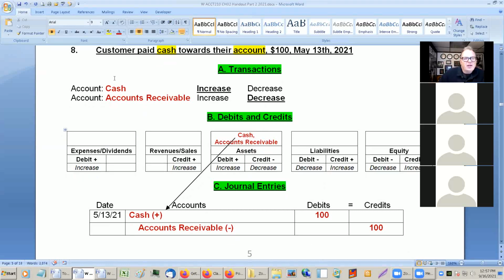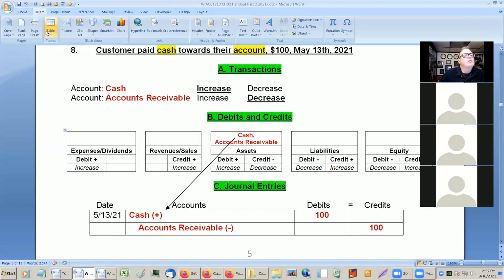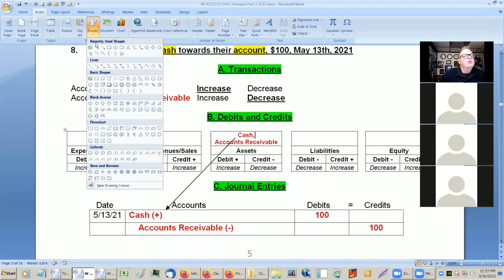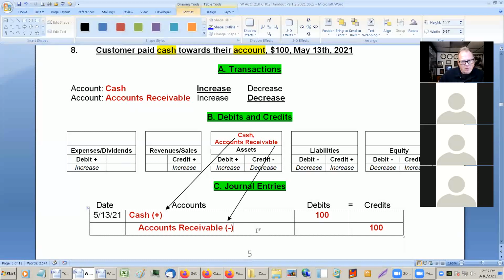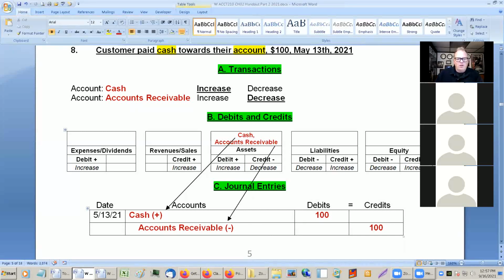All right, and so this would be the other half of it. It's going to increase the debit, decrease the credit. It's for the assets.